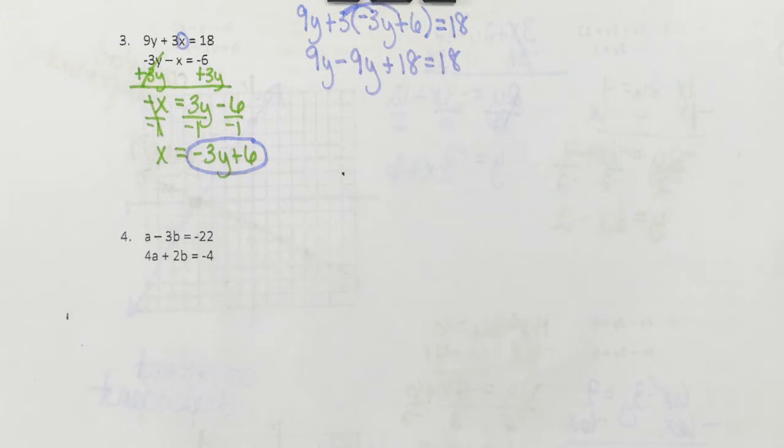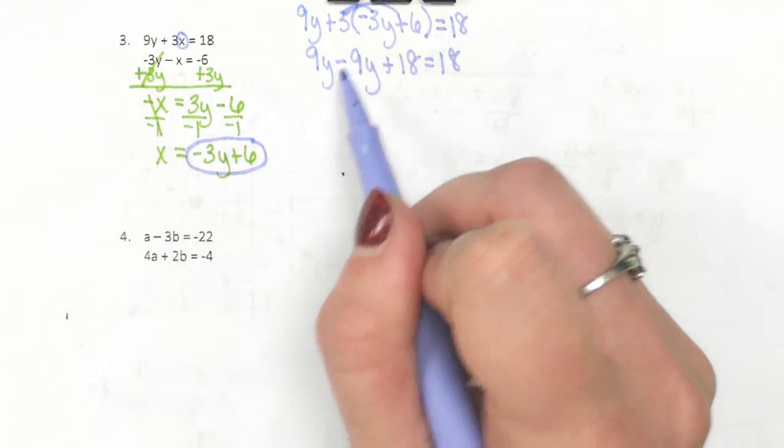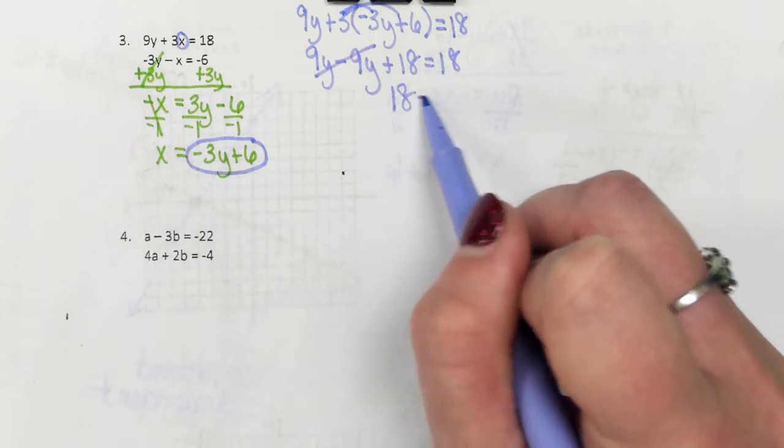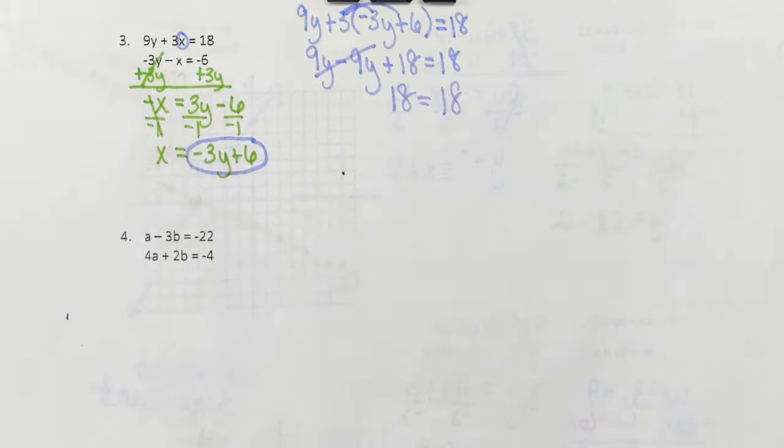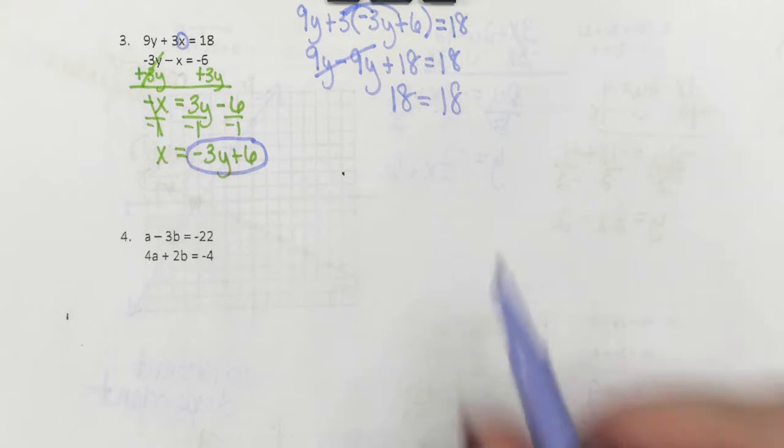What do you notice happened? 9 minus 9 is 0, yep. So you have 18 equals 18. Is that true, guys? Yes. They're the same exact thing. What else did we do earlier where they came out to be the same exact thing? Consistent. Consistent and dependent. Very good.